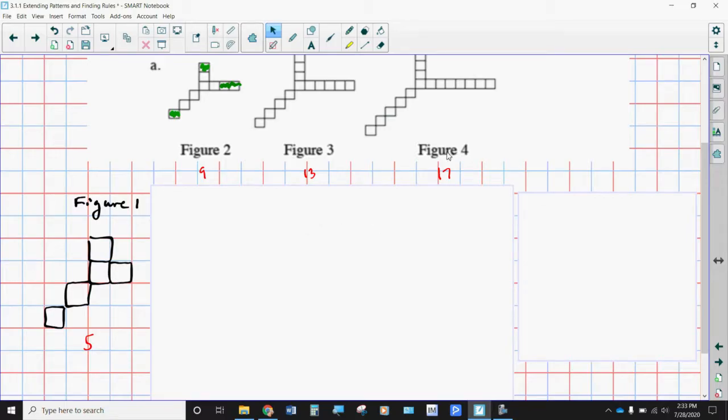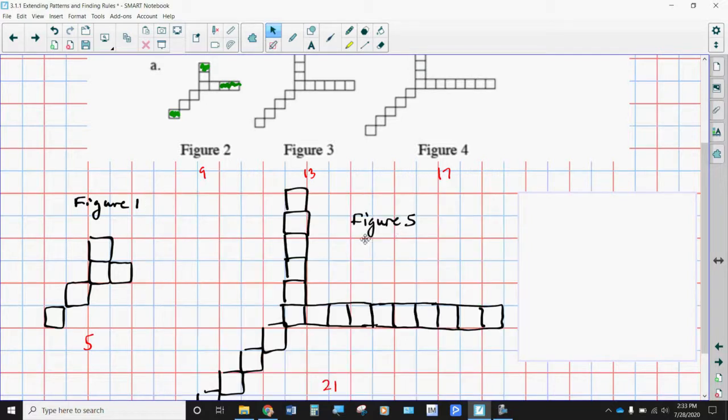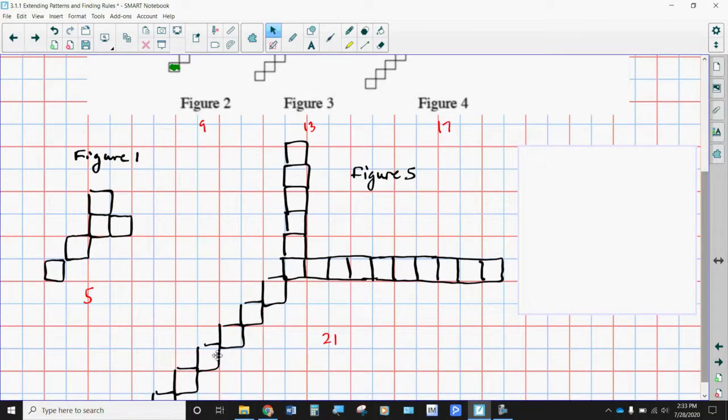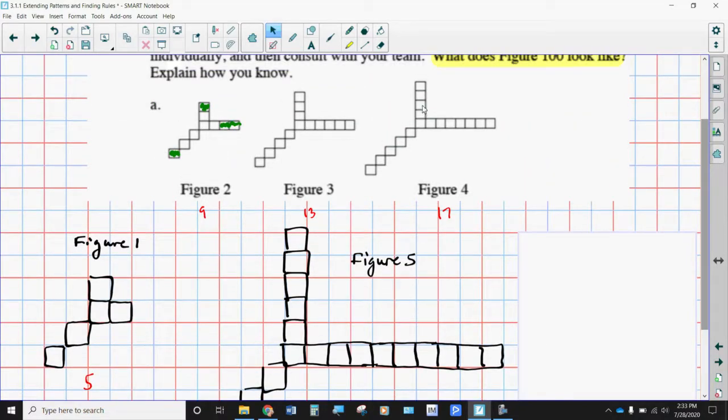And for figure 5, we had 1, 2, 3, 4, 5, so we'll want 6 on the tail. 1, 2, 3, 4, 5, 6. We had 1, 2, 3, 4, 5 in this column, so we want 6 in that column. 1, 2, 3, 4, 5, 6. And we had 1, 2, 3, 4, 5, 6, 7, 8 here, and we'll need to add 2 more at the end to make 10 there. 1, 2, 3, 4, 5, 6, 7, 8, 9, 10.